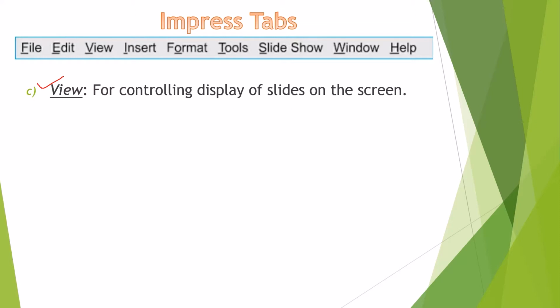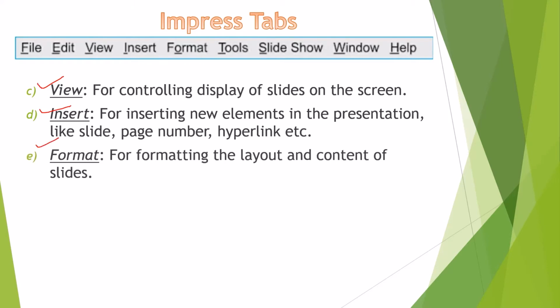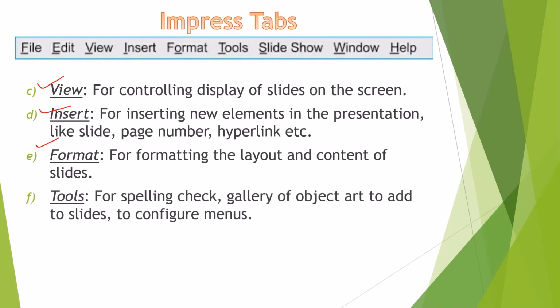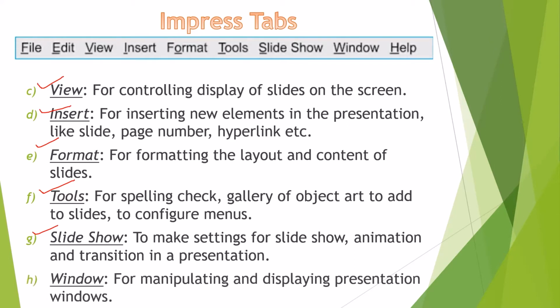Insert, for inserting new elements in the presentation. Format, for formatting the layout and content of slides. Tools, basically Tools tab, as we had already learned in word processing software, it is used for spelling check, gallery of object art, to add to slide or document. This is the major work of the Tools tab, and same is in the Impress. Next is Slideshow. So basically we use this tab to make settings for slideshow, to apply animation and transition and all that. Next is Window. So whenever we want to switch between windows, we want to work on different windows, we want to open or close windows, then we use this tab.